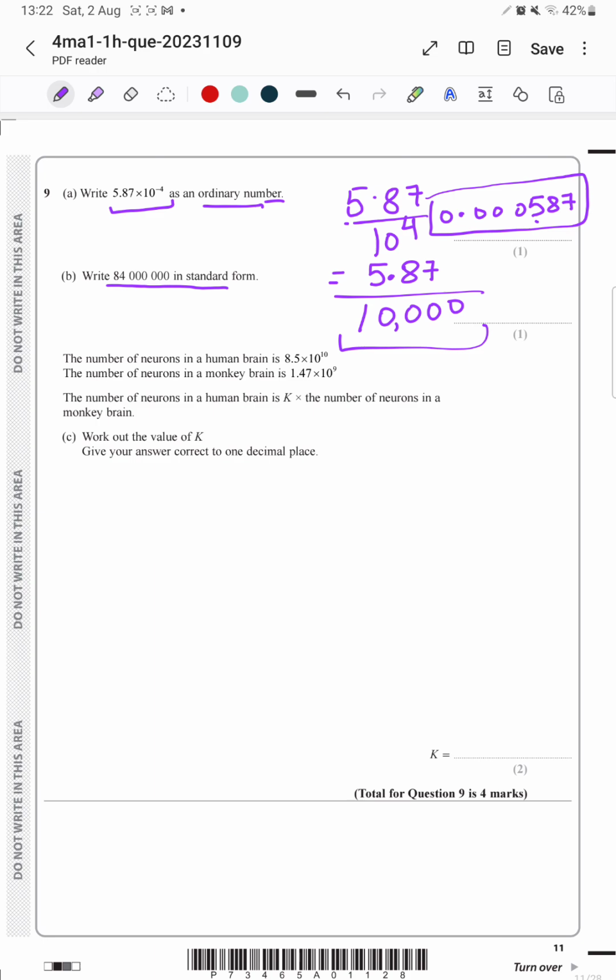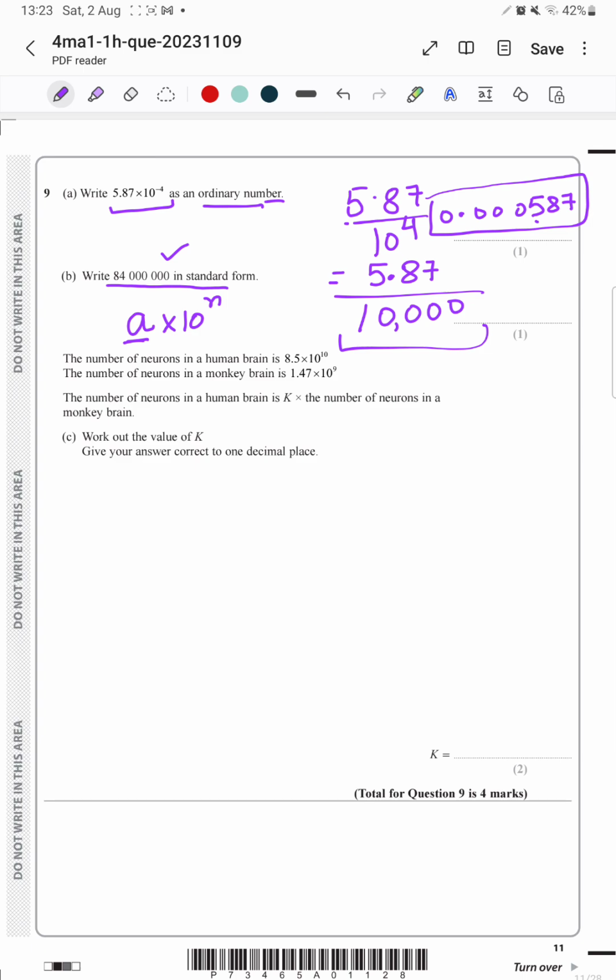Next, we have to write this number in standard form. Because this is a very big number, and when we have numbers that are either very big or very small, we write them in standard form. Standard form is something like a times 10 to the power of n, where n is an integer, meaning it can be a positive whole number like 0, 1, 2, 3, 4, or it can be negative like -1, -2, -3 and so on.